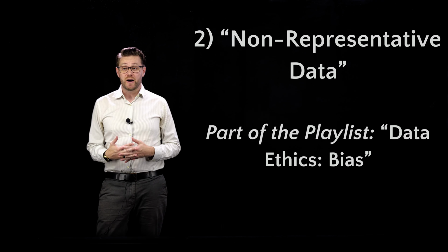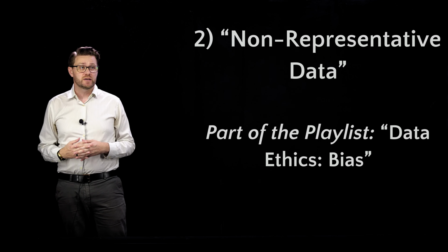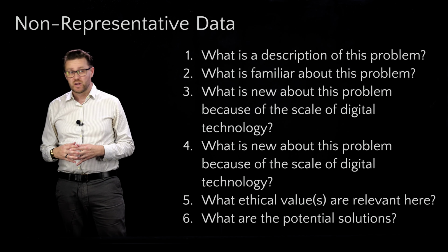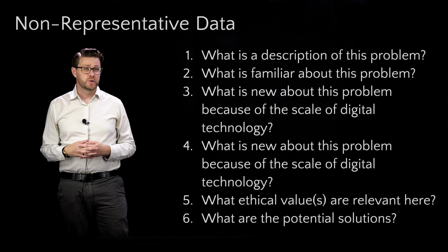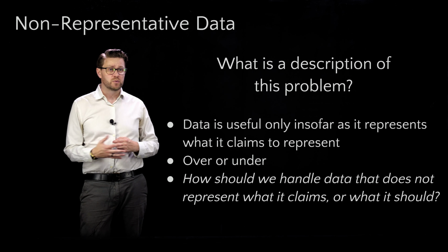Okay, when we're talking about data bias, one important topic is data that's not representative. So we've got our familiar framework of 6 questions, and we want to ask each of those 6 questions here. So what's the description of this problem?